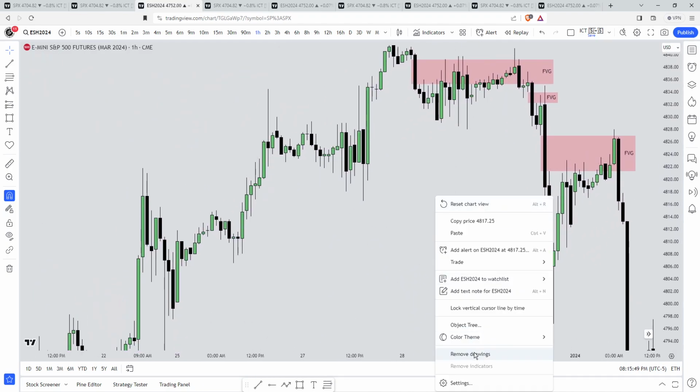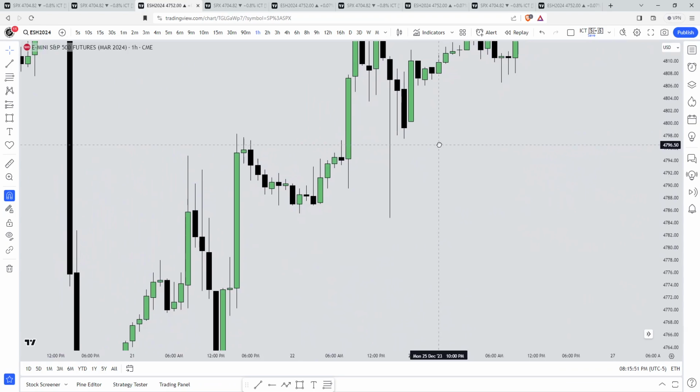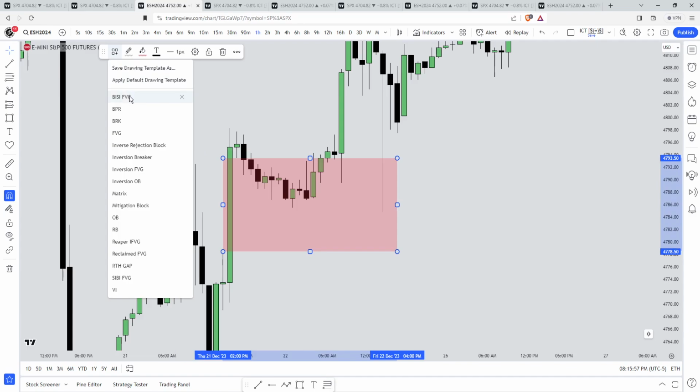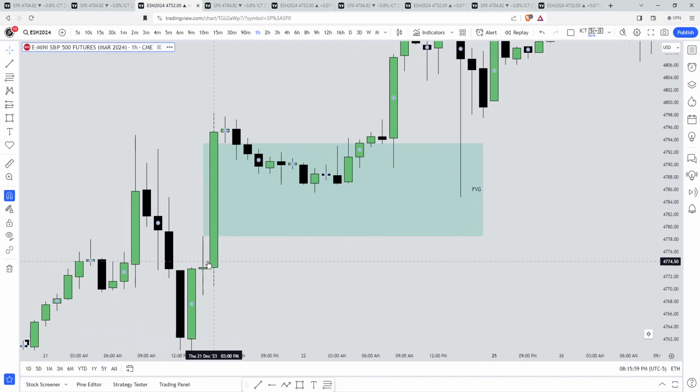If we look at when price is trading higher, you'll notice that we do have a bullish fair value gap in here. This is a buy side imbalance, sell side inefficiency, or a bullish fair value gap between candle number 1's high, candle number 3's low.